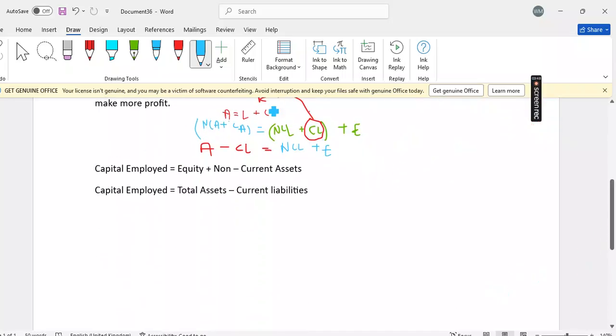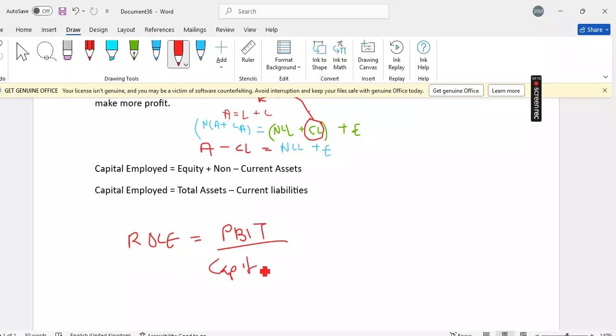So, the return on capital employed, this is the formula, ROCE, your profit before interest and taxes, operating profit, over the capital employed, times 100%. So again, we have to see the mechanics of this ratio.